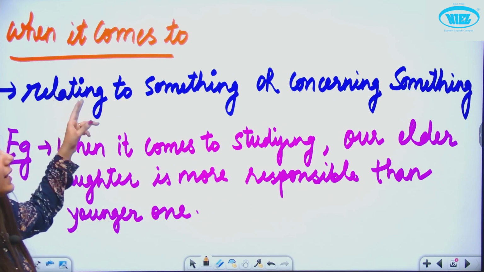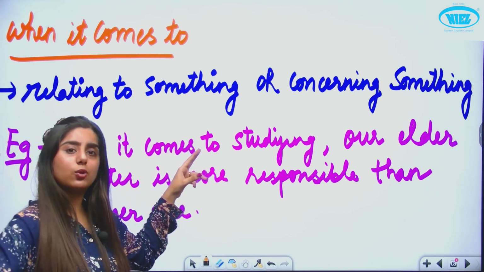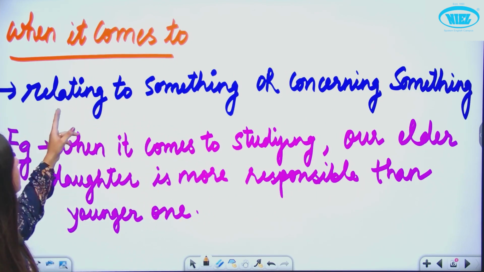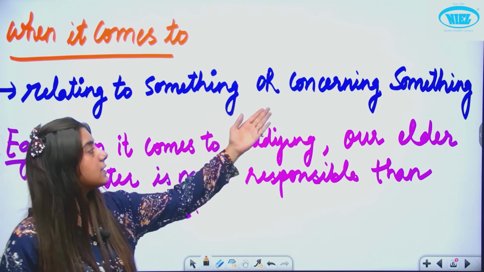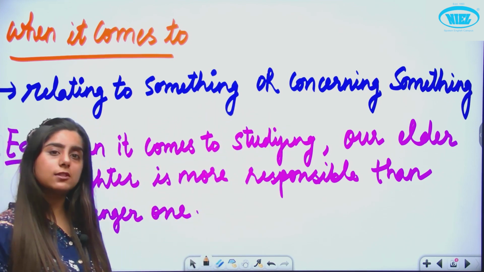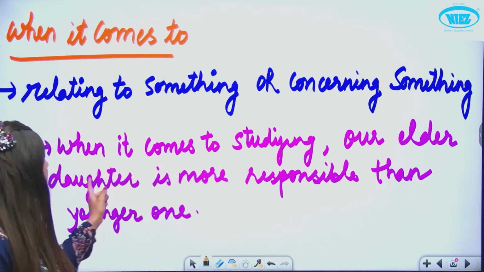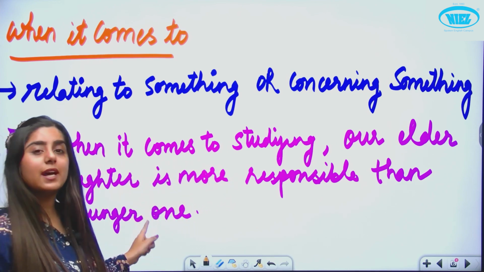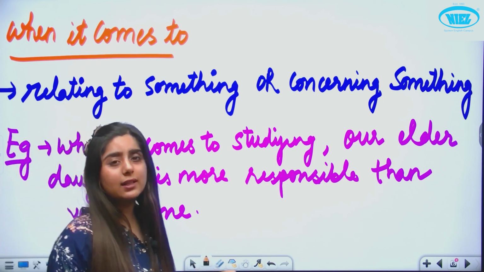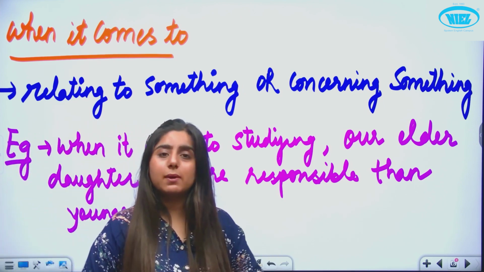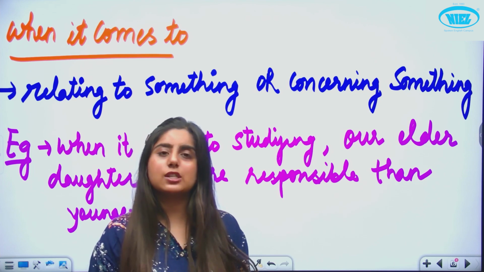Next we have when it comes to. जब उसकी बात हो या जब इसकी बात हो, which means relating to something or concerning something, किसी चीज के concern के बारे में. When it comes to studying, our elder daughter is more responsible than younger one. जब भी बात आती है studies की तो हमारी बड़ी बेटी ज़्यादा responsible है instead of younger one.